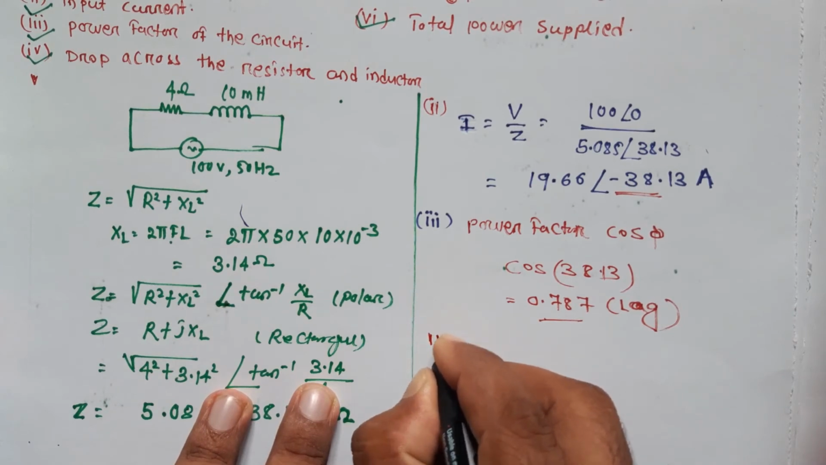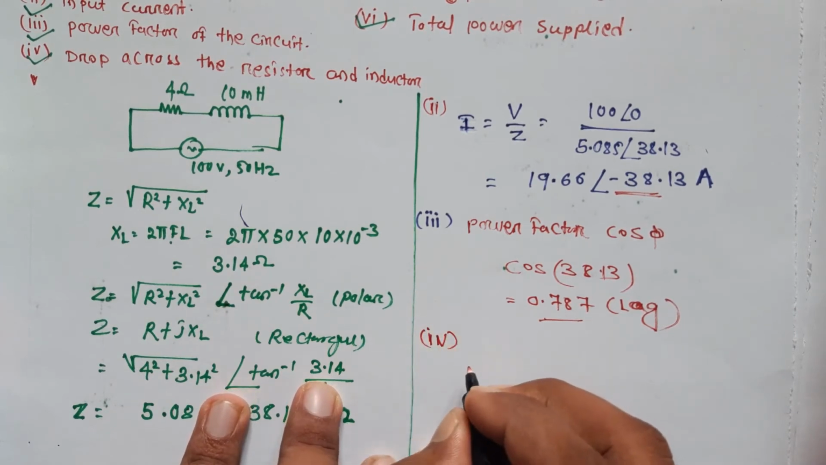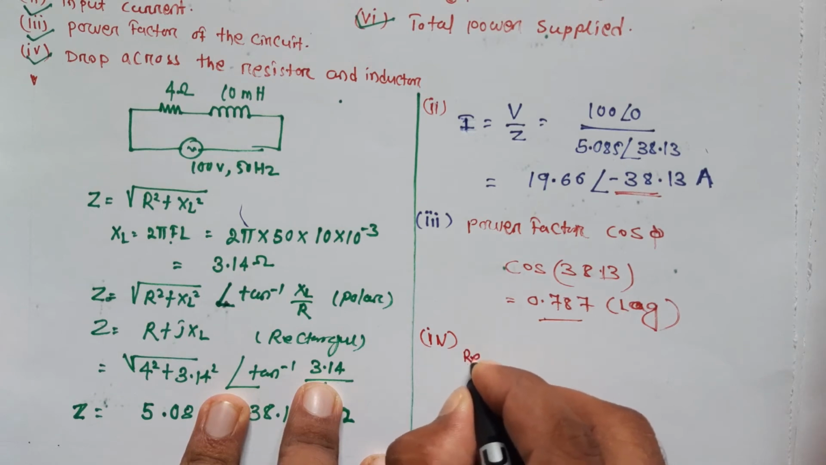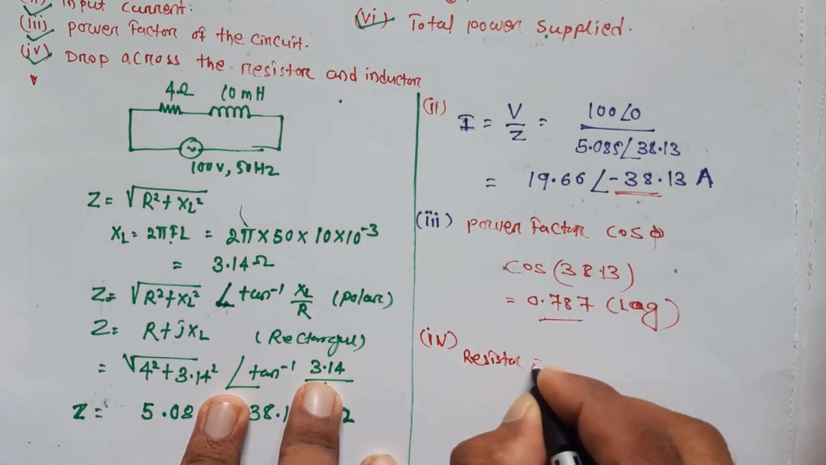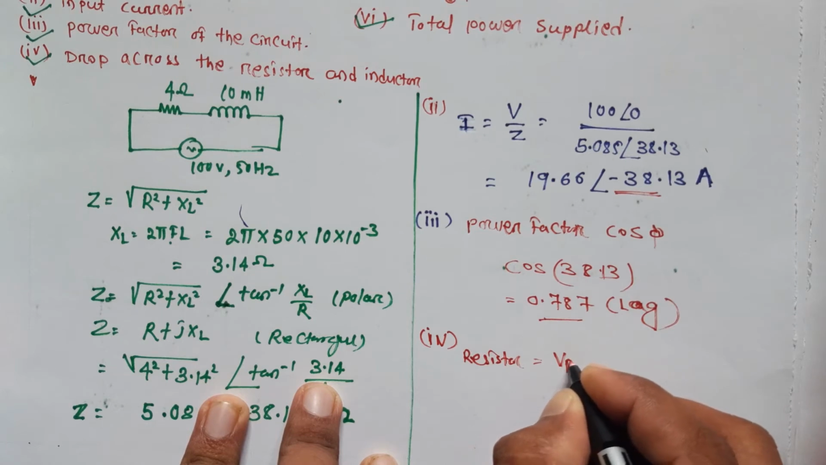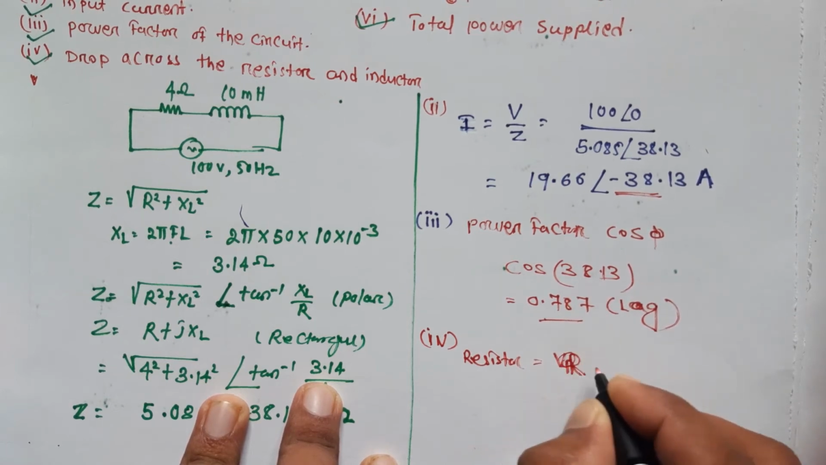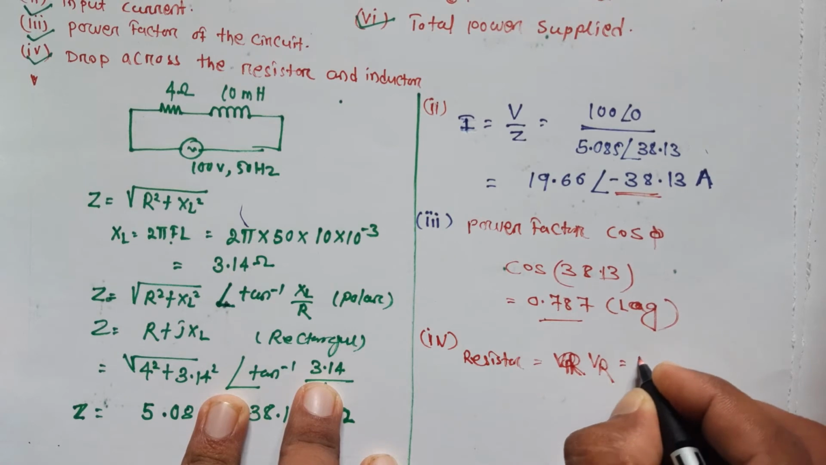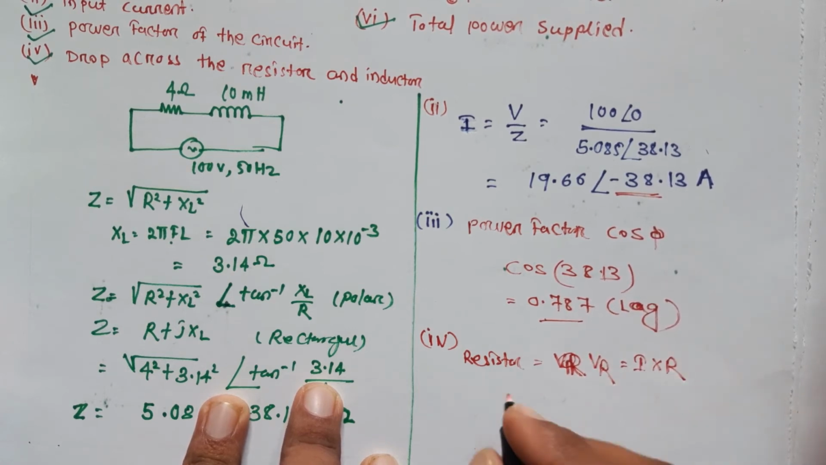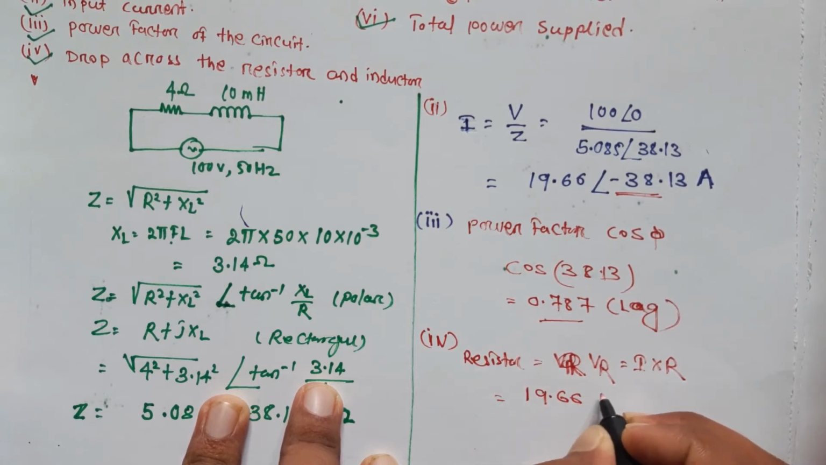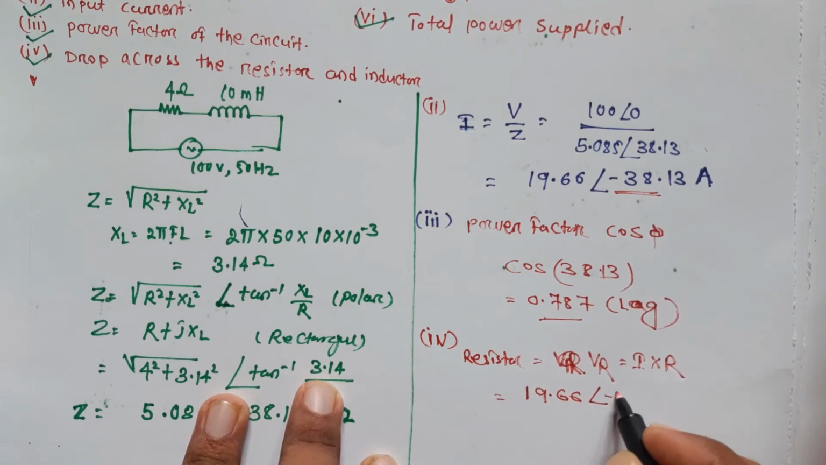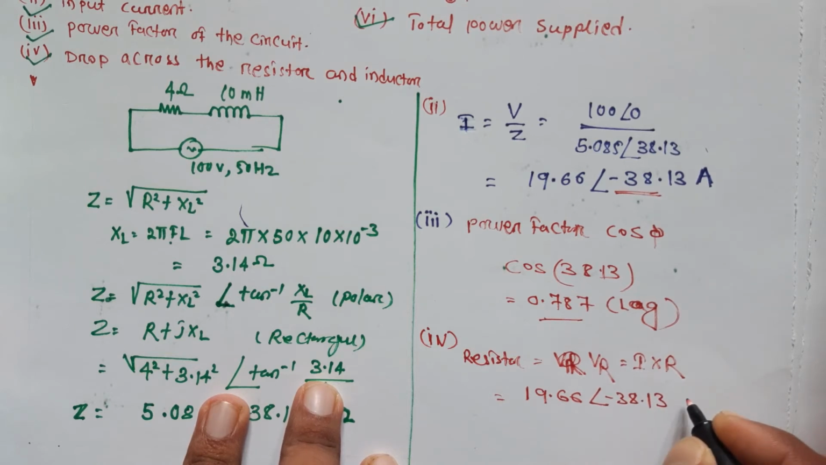Next, the fourth point is the drop across the resistor and inductor. Finding the drop across the resistor: the voltage across the resistor, VR, is equal to I into R. Here we know that I is 19.66 angle minus 38.13 degrees, into R, which is 4.